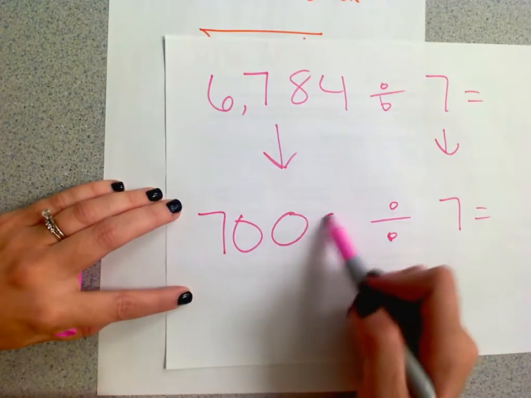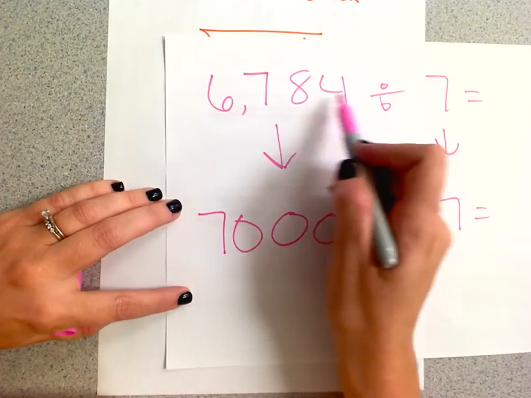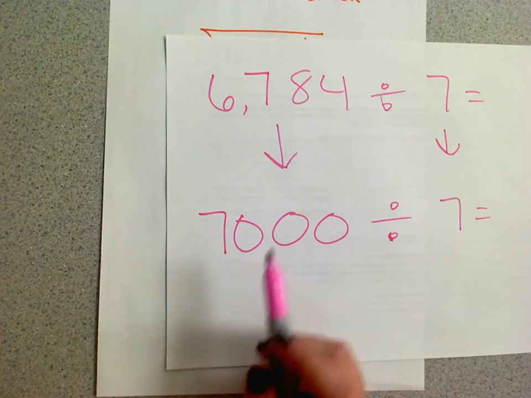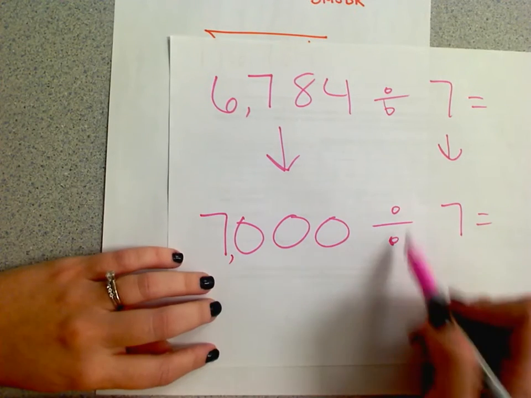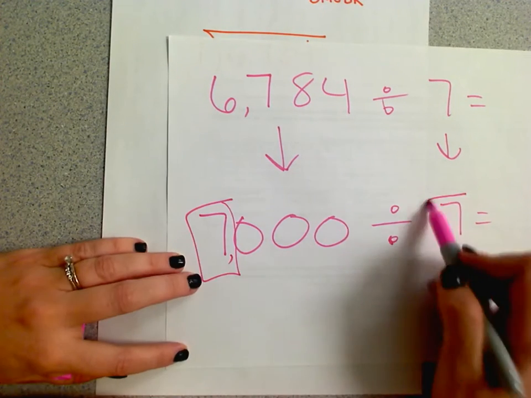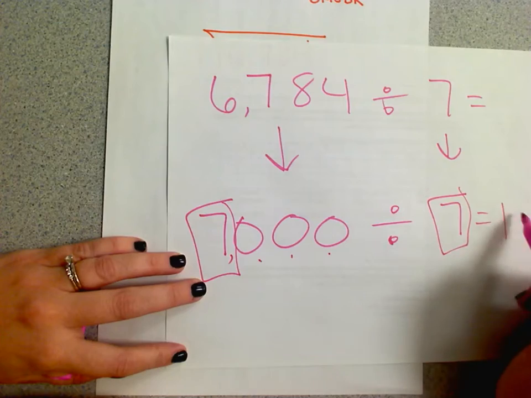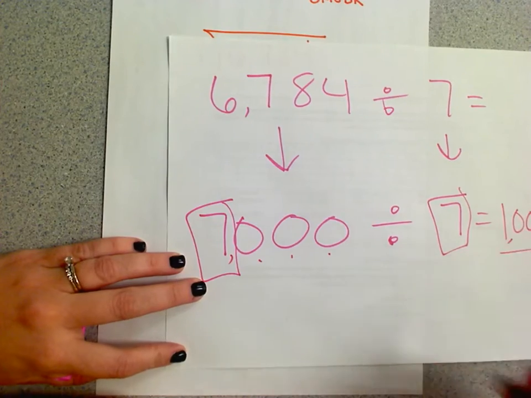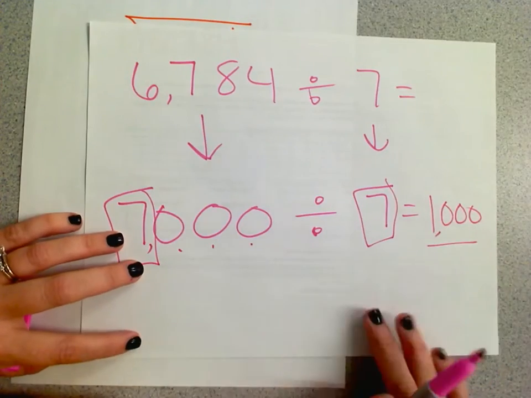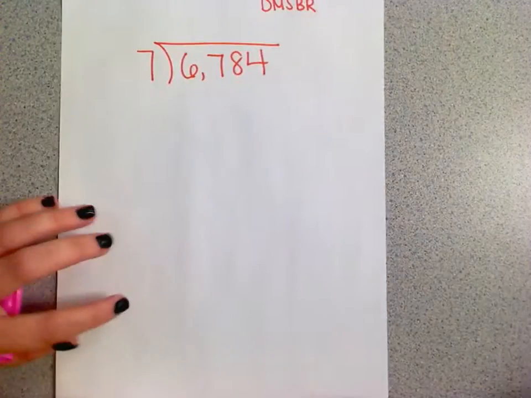Make sure your estimate has the same amount of digits. There's 1, 2, 3, 4 digits here. There should be 4 digits here. 7,000 divided by 7. Okay, easy peasy, box of basic facts. 1, add 3 zeros. So our answer should be somewhere close to 1,000. That's our estimate. Our estimate is 1,000.